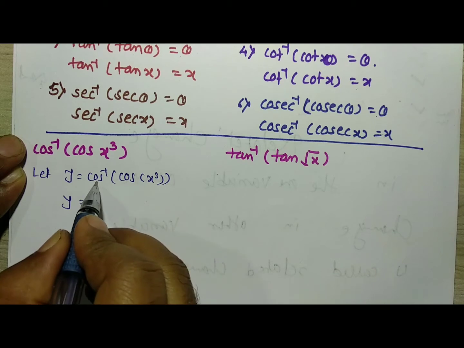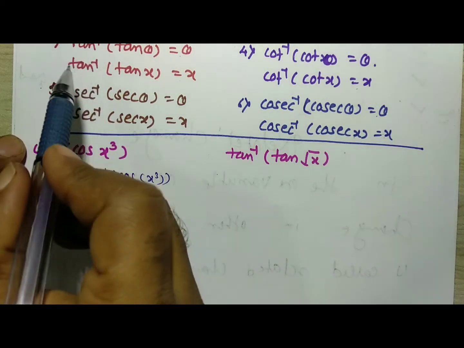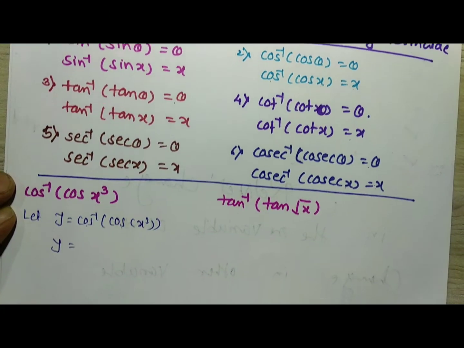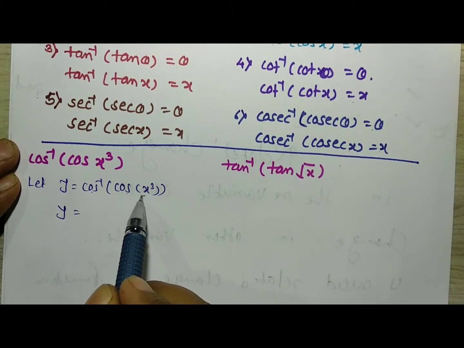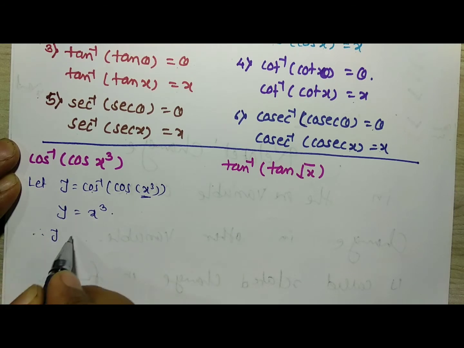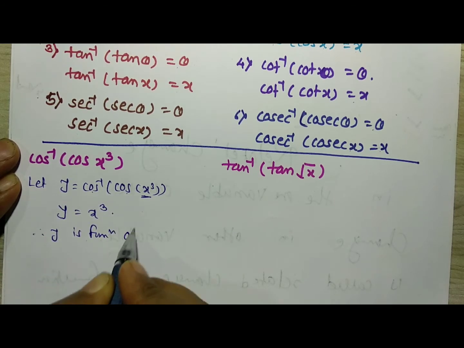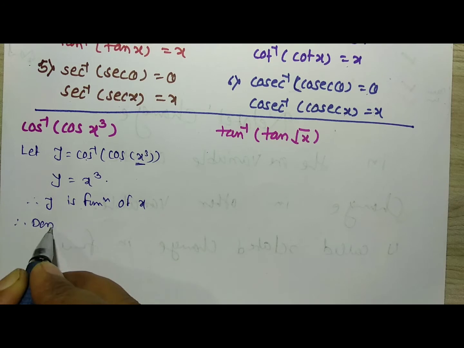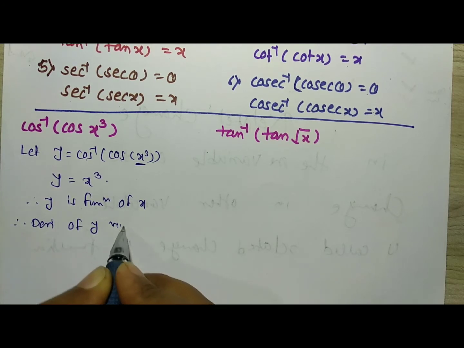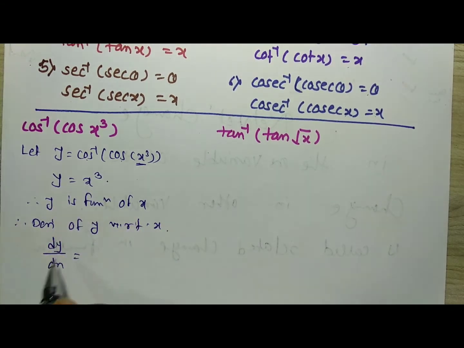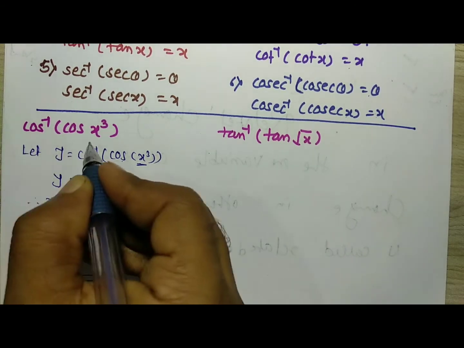Then y is equal to x cube, because this cos inverse and cos cancel each other, according to the formula cos inverse cos theta is equal to theta, and therefore theta is nothing but x cube. So y is a function of x. Therefore, taking the derivative of y with respect to x, dy by dx is equal to the derivative of x cube, which is 3x square. This is the derivative of that function.